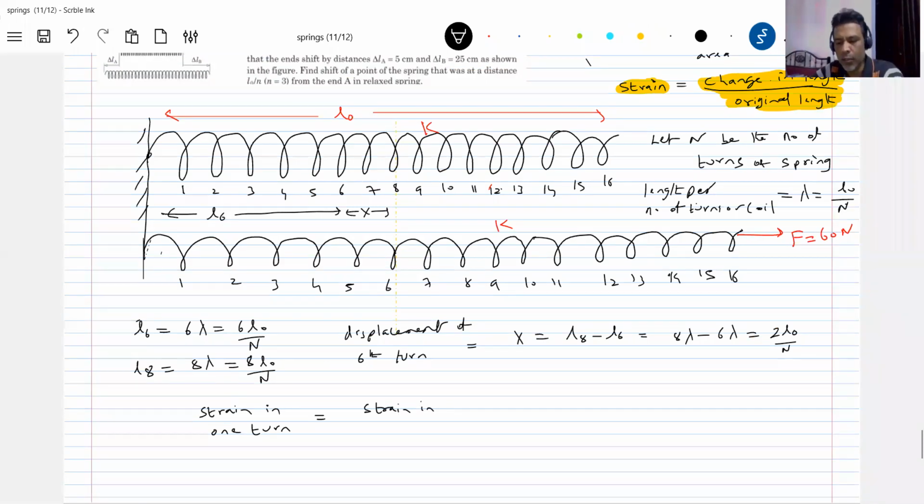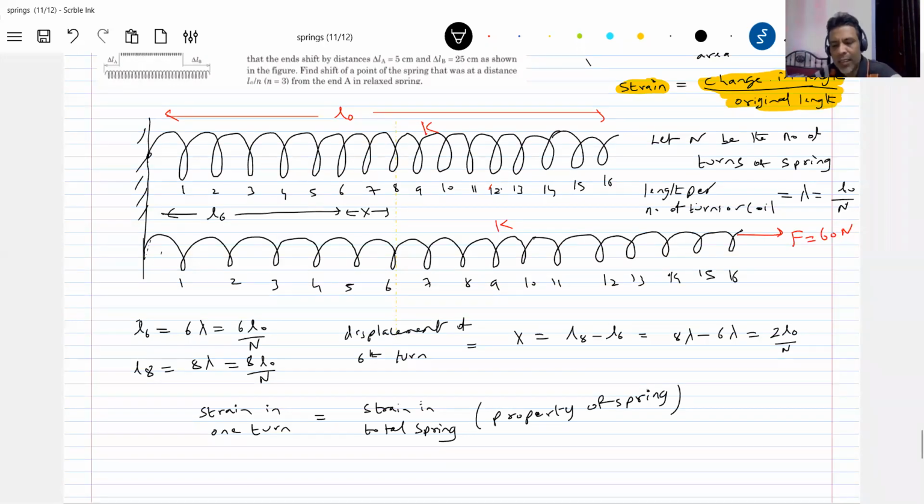Strain in total. "So from where did you bring this?" This is the property of a spring itself. I am writing it here. Don't question this, sir. Practically, if you take a spring and do the measurement, it will obey this particular thing. So what is the strain in the particular turn? How to get this?